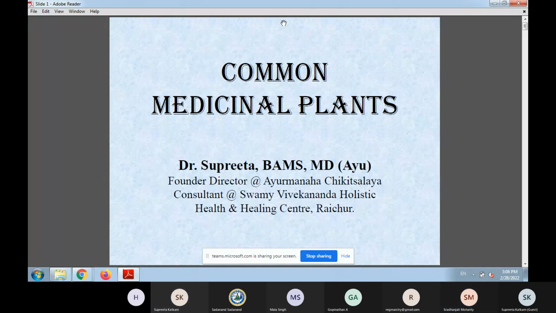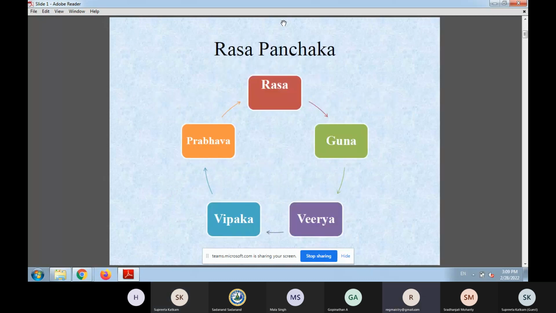So, while understanding common medicinal plants, we need to know a few more characters about it so that we can understand the actual function of a particular substance or of a particular medicinal plant. So, I've added a few things. You may feel it a little core of Ayurveda, but still I think we'll be able to grasp it. So we'll go ahead with the session now.